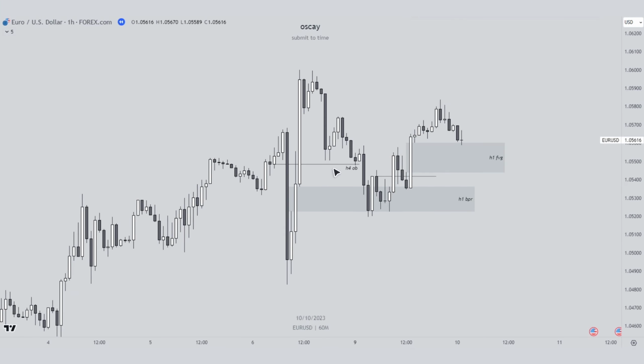That just indicated to me that price would like to hold this level. And as you can see, it held this level and continued to go up. We respect this order block right here. And then we make another hourly fair value gap up.